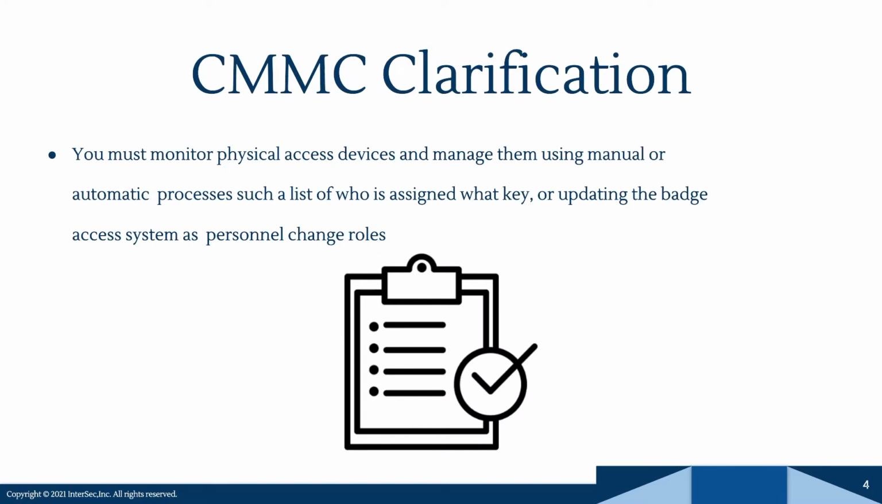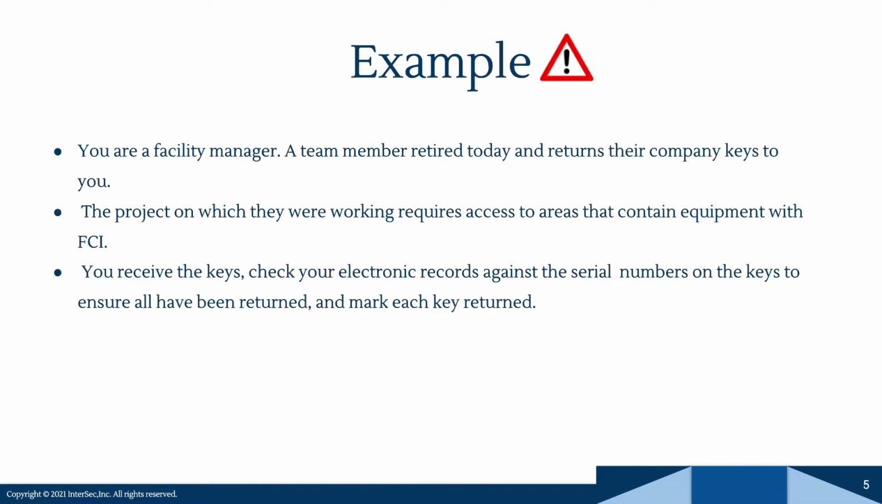Now, what that means for CMMC is that you must monitor physical access devices and manage them using manual or automatic processes, such as a list of who is assigned what key, or updating the badge access system as personnel change roles. Reminder, locks, badges, and key cards are only strong protection if you know who has them and what access they allow. Let's go over an example to see this practice in action.